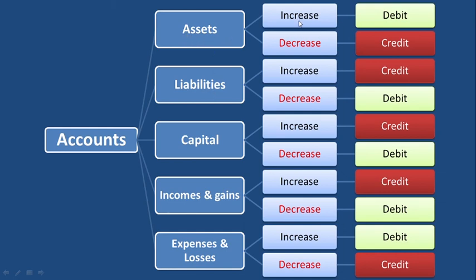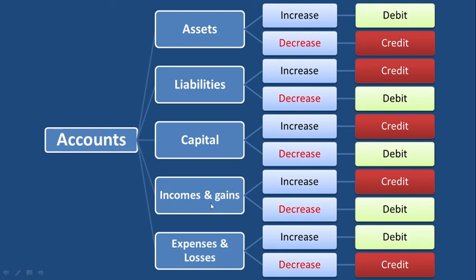When assets increase, they are debited. When assets decrease, they are credited. When liability increases, it is credited. When liability decreases, it is debited. To make it more clear, I have marked all the decreases with a red sign here, all the debits in yellow and credits with a red sign. The next one, capital. When capital increases, it is credited. When capital decreases, it is debited.